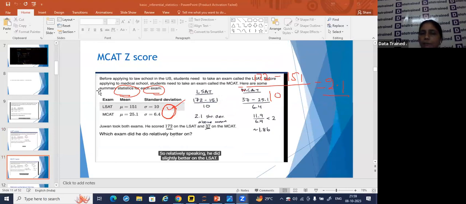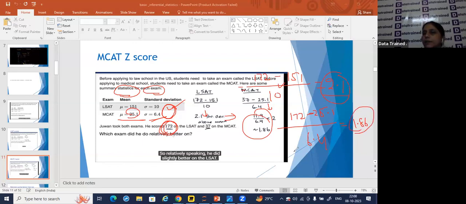Now come to the MCAT examination. Here, if we try to understand, how many marks? 37. So 37 minus the mean, 25.1, divided by 6.4. So we are getting how much? 1.86. So 2.1 is the Z-score value in the LSAT examination, and 1.86 is the calculated Z-score in the MCAT examination.